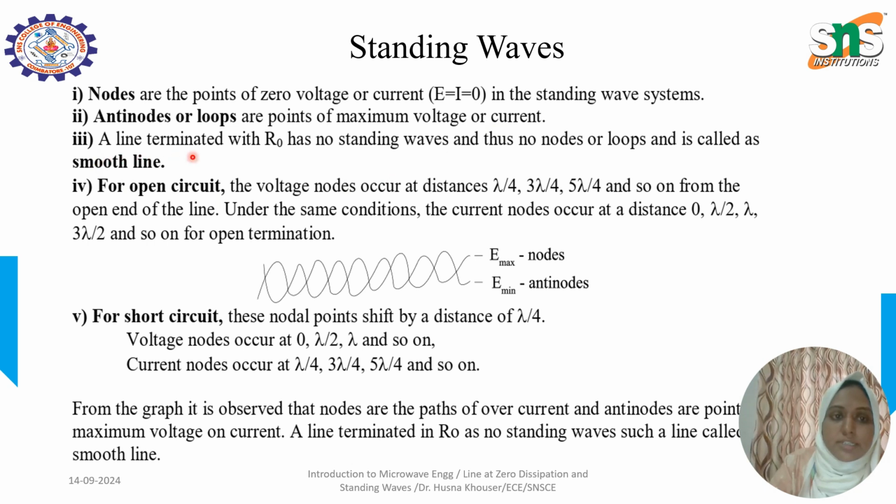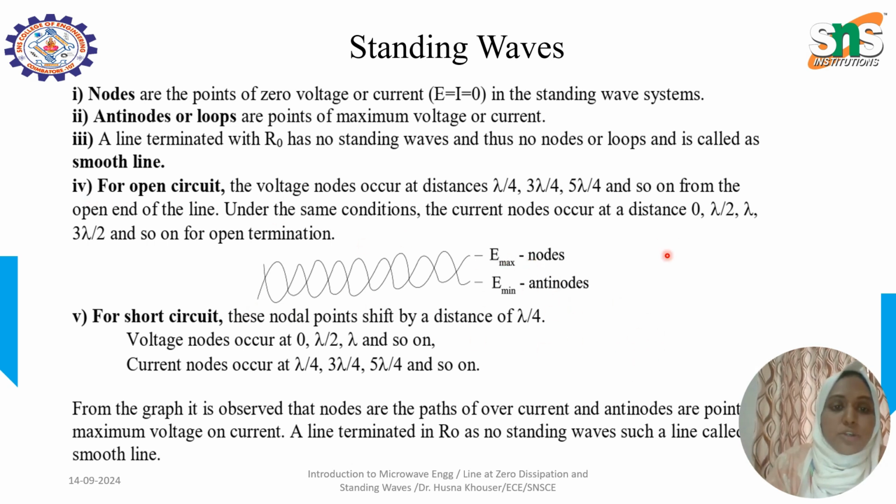So a line terminated with R naught has no standing wave ratio. If the line is terminated, meaning it is short circuited, we don't have the nodes or loops; it is a straight, smooth line. The same applies if the line is not terminated with the load or the source.